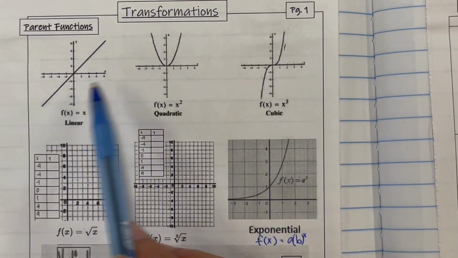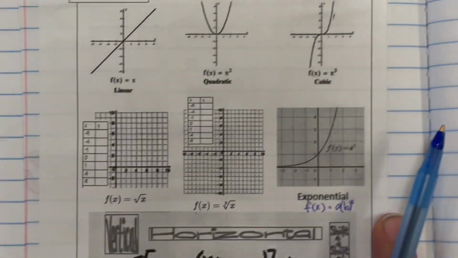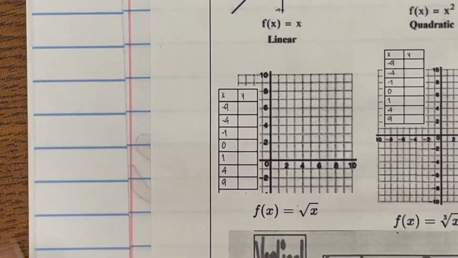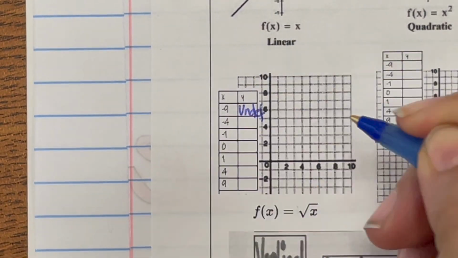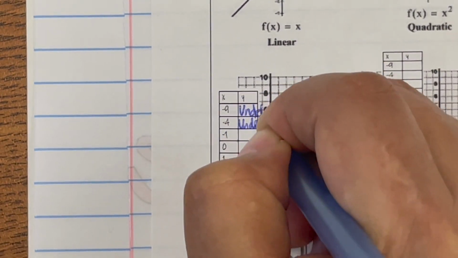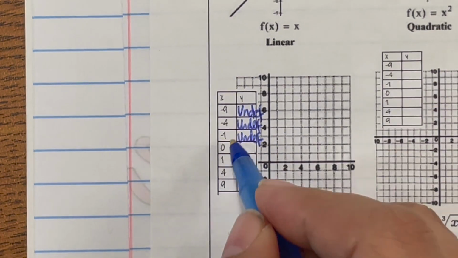All right, so let's go ahead and actually work this out. If I didn't know what it looks like, here's a way that you could know what it looks like. You just plug in the numbers. So what's the square root of -9? I can't do it. It's undefined. The square root of -4, it's undefined. Any square root of a negative is undefined.